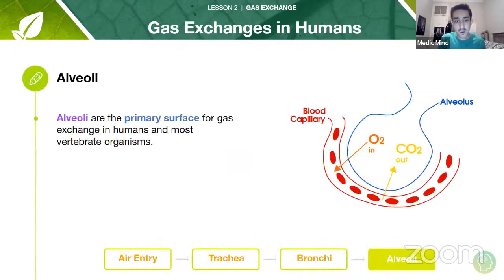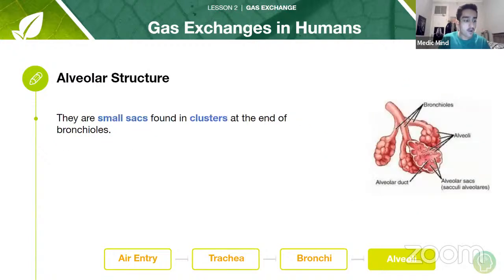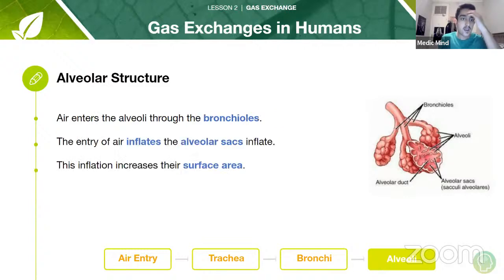Alveoli are the primary surface for gas exchange in humans and most vertebrate organisms. They are small sacs found in clusters at the end of bronchioles. Air enters the alveoli through the bronchioles. The entry of air inflates the alveolar sacs.